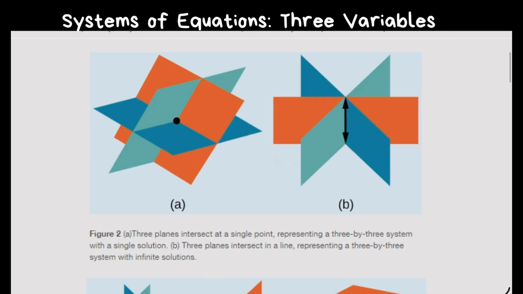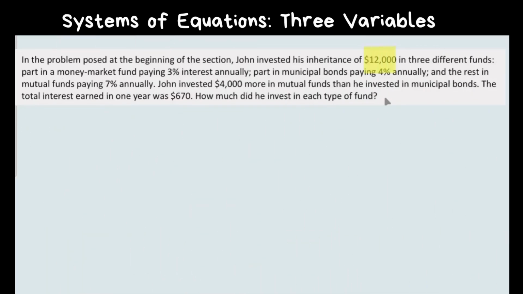All right. Invested his inheritance of $12,000 in 3 funds: money market, municipal, and mutual funds. Okay. So I know that there's a lot of interest rates, but I'm going to just talk about what he originally invested. So no interest on it yet, just what he originally invested. We're going to do money market plus the bonds plus the mutual funds is the $12,000 originally invested.